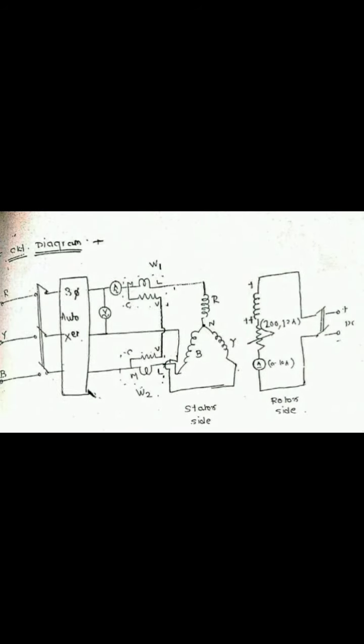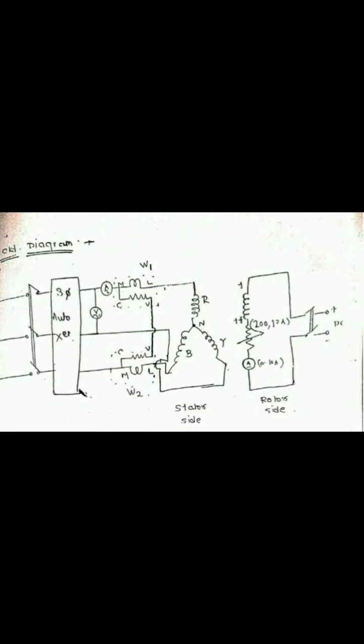So we will discuss in detail how the V and inverted V curves are drawn from the experimental setup. As shown in the figure, there is a three-phase supply available to you, that is RYB. From that particular RYB supply, one ICTP switch is there.